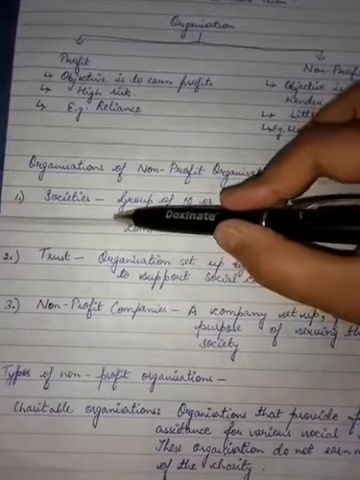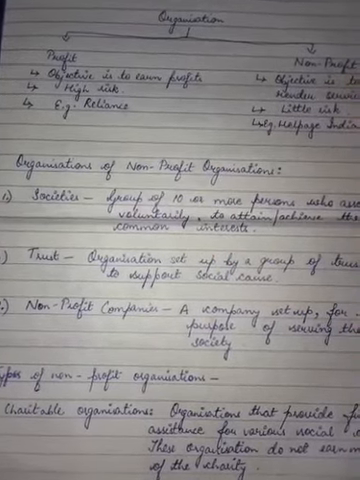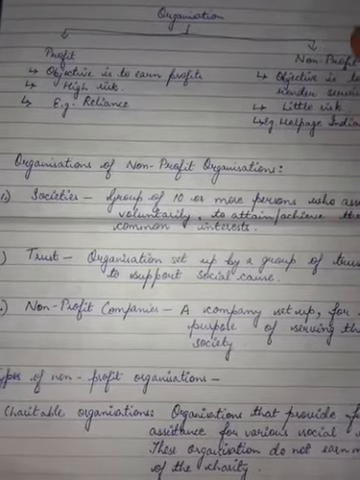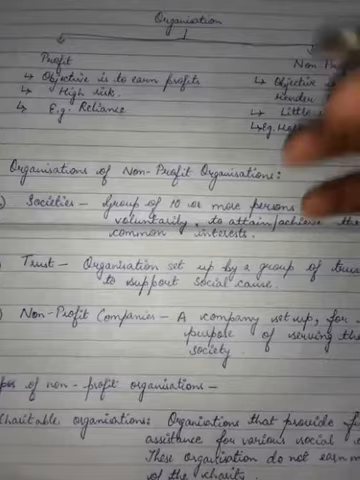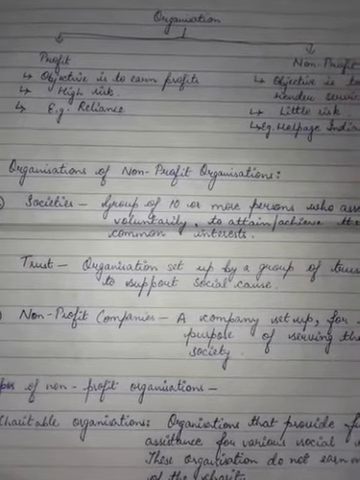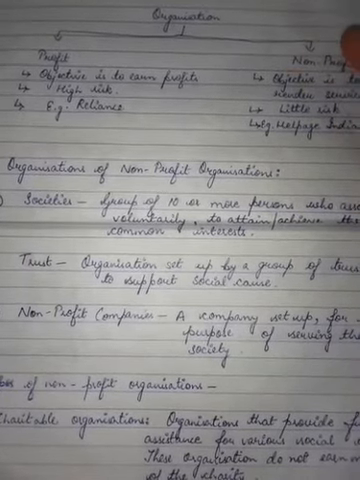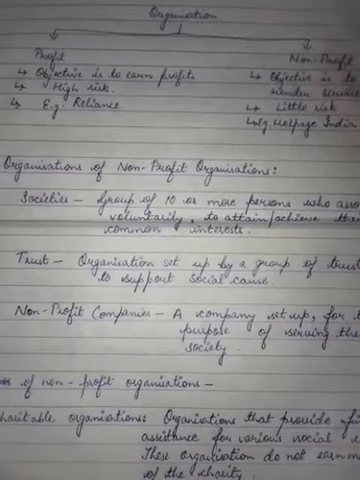In societies, I told you, a group of 10 or more than 10 people who are working voluntarily. Voluntarily means wishfully, not under the force of someone. And they are working for what? They are working for the sake of common interest. Like I gave you an example of the annual evening in the school.